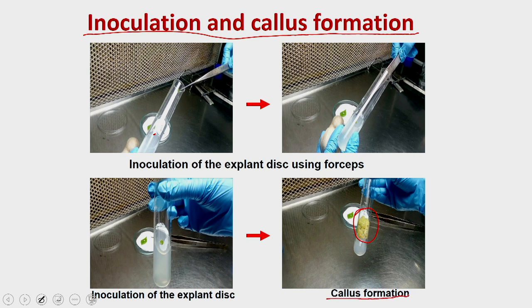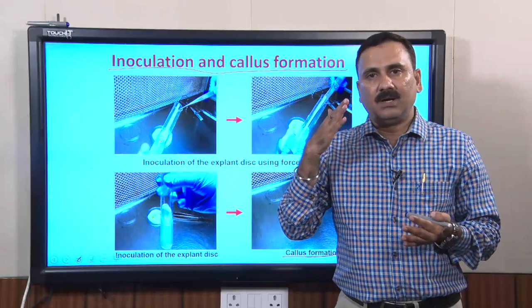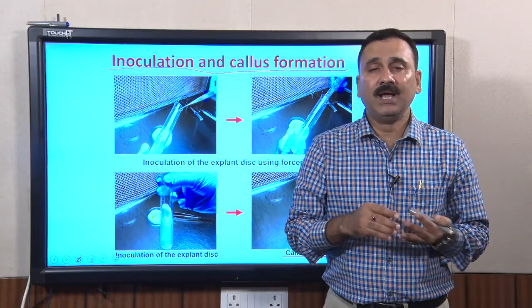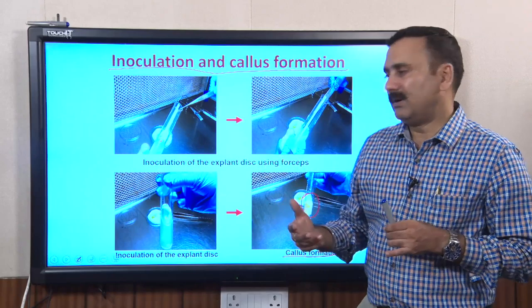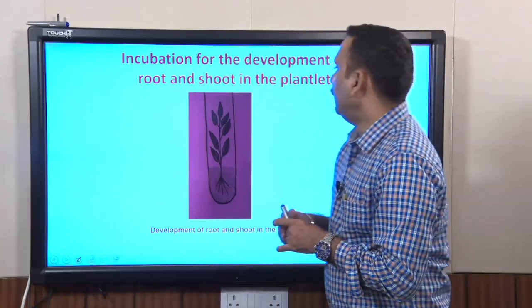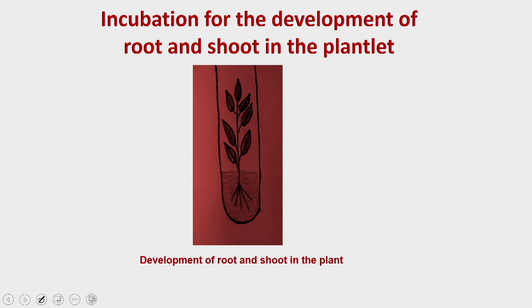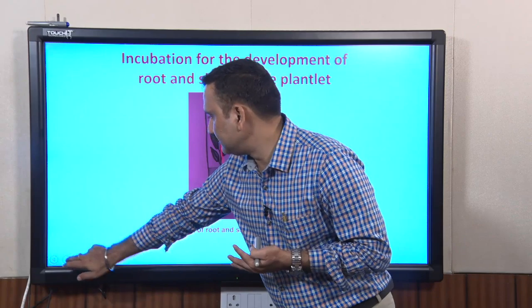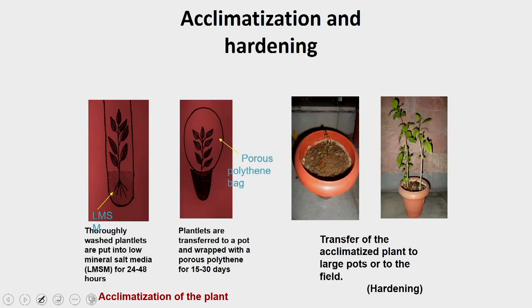This callus can now be differentiated with the help of different types of hormones which are responsible for generating the shoots as well as the roots, and that will give you the plantlets. Once you do that, the plant is going to generate the shoot on the top and the root at the bottom, and now this plant is good enough to transfer to the greenhouse for acclimatization. So the next step is that you do the acclimatization as well as the hardening of these plants.